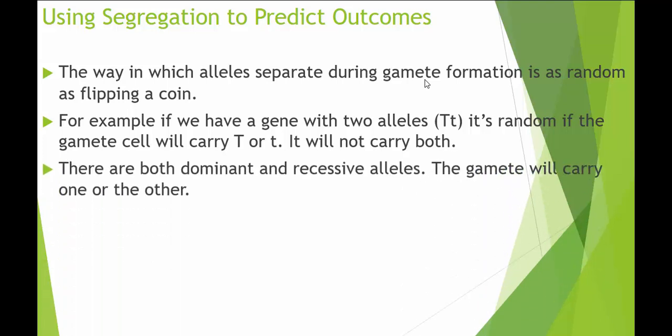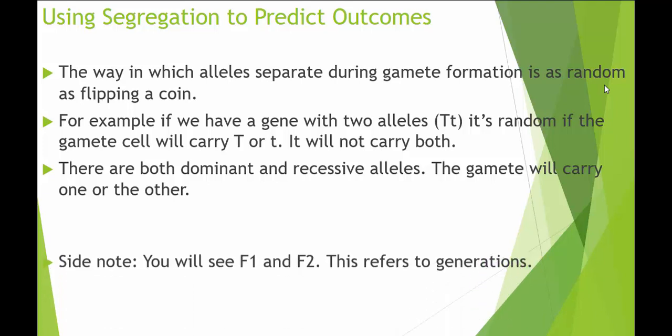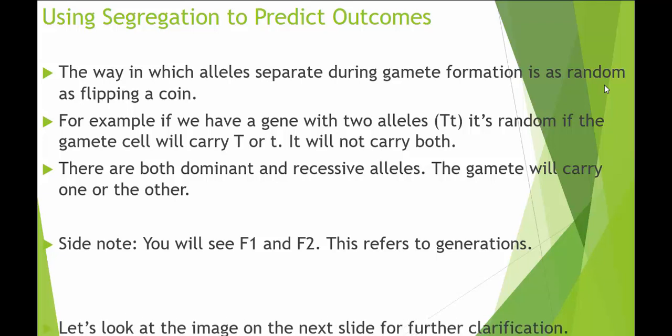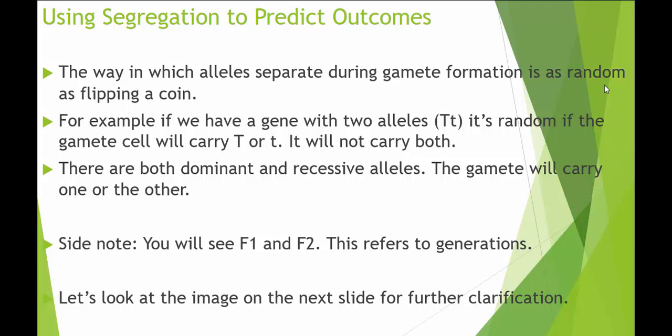Now, there are both dominant and recessive alleles here. We have a dominant, which is a capital T. We have a recessive allele, which is a lowercase t. The gamete will carry one or the other. So when we're talking about gamete cells, we're talking about sperm or egg cells. That's what we're talking about when we mention gametes. Now, in a minute, you're going to see F1 and F2, and that refers to the generations. So let's look at the image on the next slide to talk about this a little more in depth.